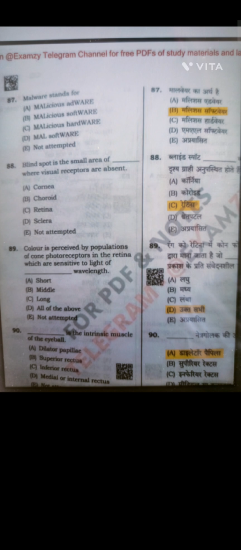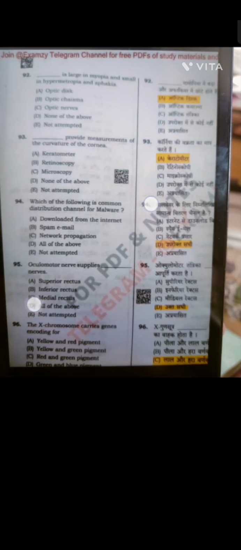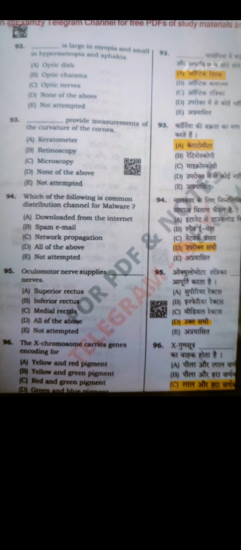So now the next question is here. Blank space is a large myopia, small hypermetropia, and this is the optical disc. Which of the following is a common distribution channel of malware?